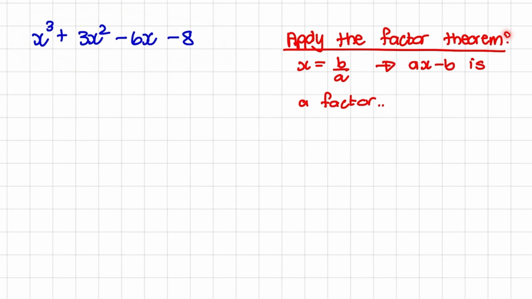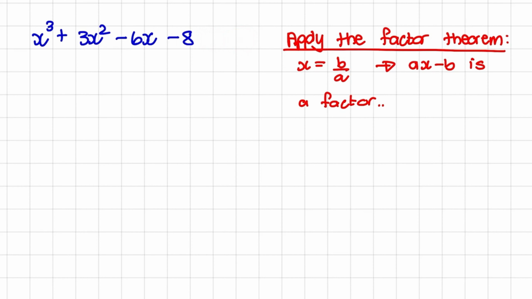So we will apply the factor theorem, which says x equals b over a leads to ax minus b as a factor. Simply what it means is we want to find a value for x that will make this whole expression equal to 0. And that will take some trial and error.